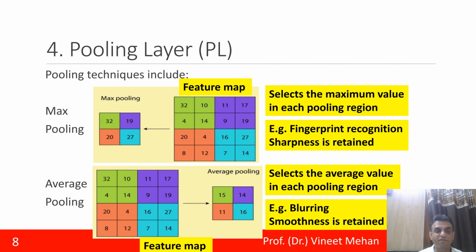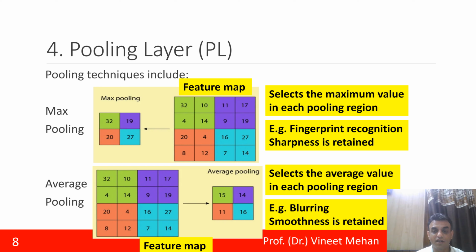Then there is average pooling. Just like we identified the maximum value from each region, now we'll take the average of the entire region. 32 plus 10 plus 4 plus 14 divided by 4. So the average is 15. For the second region, the average is 14. For the third region, the average is 11. For the fourth region, the average is 16.